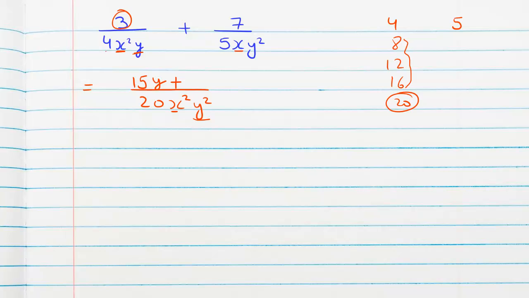And for 7, well, we multiplied 5 with 4, so we will multiply 7 times 4, that is 28. We already have a y square over here, and we have a y square here, so nothing changes in this fraction, so we don't do anything with the y square. However, their x became x squared. So we get x squared.